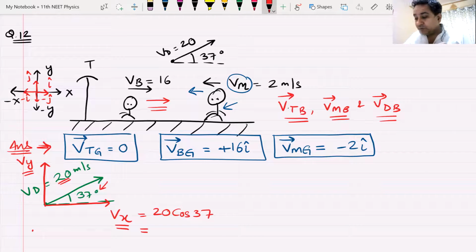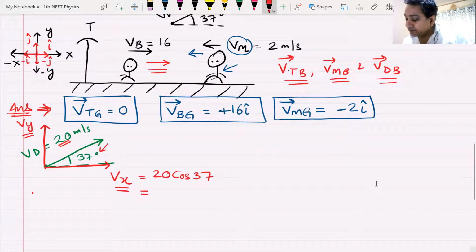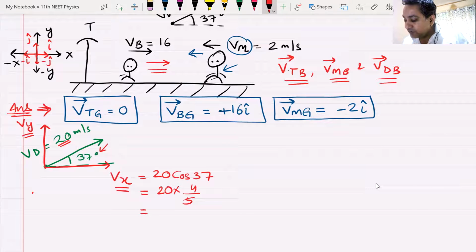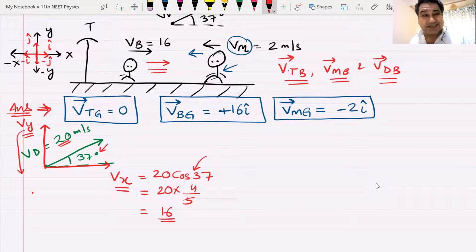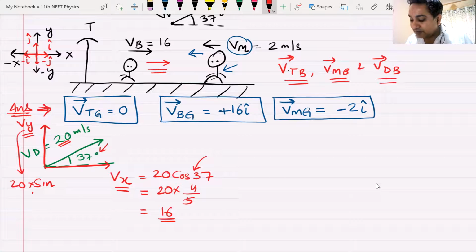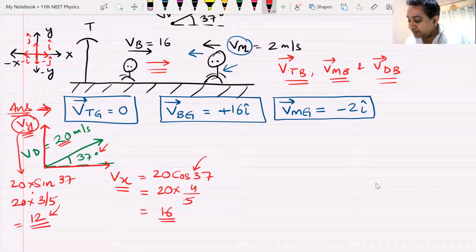Yes. So 20 cos 37. Cos 37 is 4 by 5, so this becomes 16. The x component becomes 16. Now, what is the y component? If the x component is cos 37, the y component has to be sine of 37. How much is sine of 37? It is 3 by 5. So 20 multiplied by 3 by 5 gives 12. Do we understand this? Vy is 12 and Vx is 16.